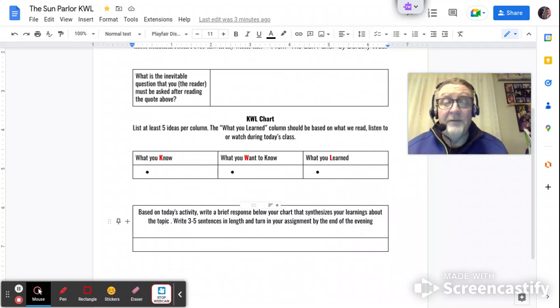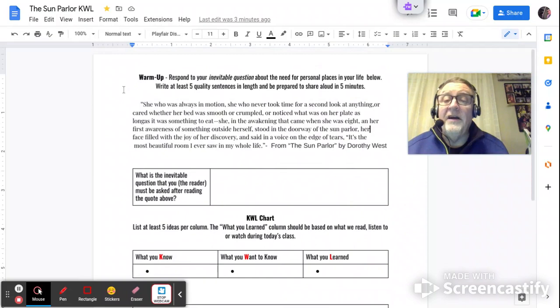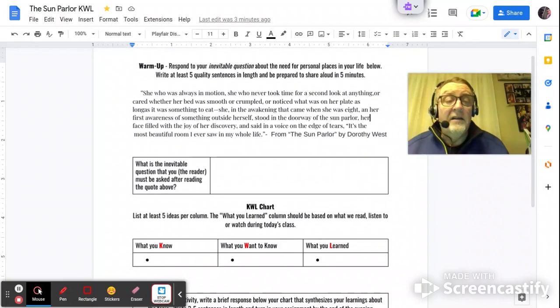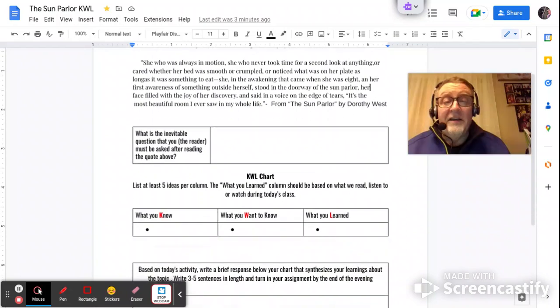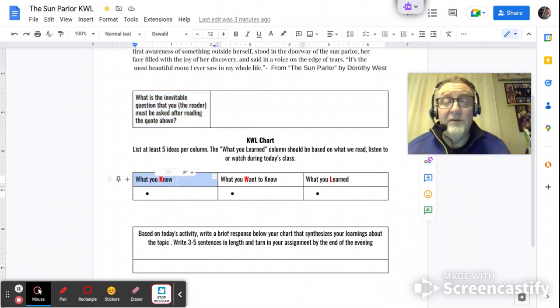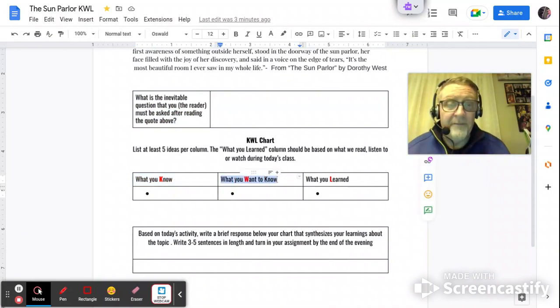So, to review, KWLs in my class are done in two parts, as two separate do nows, or the one at the beginning, depending on the length. A do now at the beginning of the lesson and a wrap up at the end of the lesson. It'll all depend on the length of the piece and the length of the lesson. You look at the quote, answer the inevitable question. List 5 things you know or you think you know. List 5 things you want to know, and then get reading.